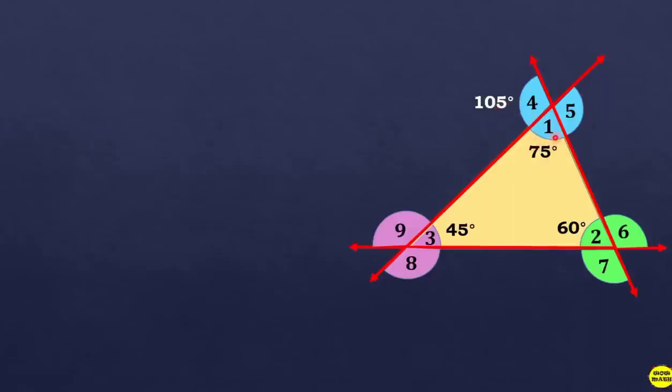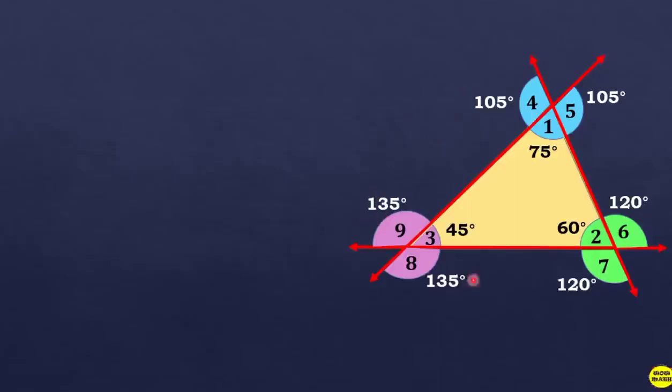Ganon din po ito kasi exterior niya po si angle 5. So, this is also 105 degrees. Para makuha natin si angle 6, since they are supplementary, ima-minus natin to sa 180. So, this angle 6 is 120 degrees. And ganon din po ito, since exterior angle siya ni angle 2, that is also 120 degrees. Next, for angle 3, since your angle 3 measures 45 degrees, therefore, the sum must be 180. The sum of angle 3 and angle 9 must be 180 degrees. So, i-minus natin to sa 180. Then, this is 135 degrees. Ganon din po dito. So, that is 135 degrees.